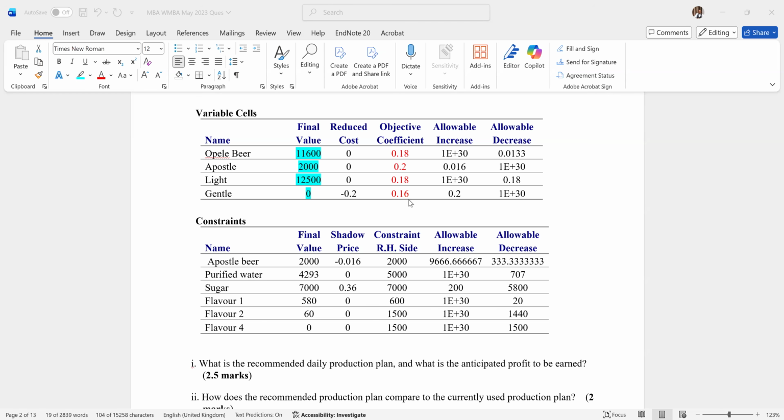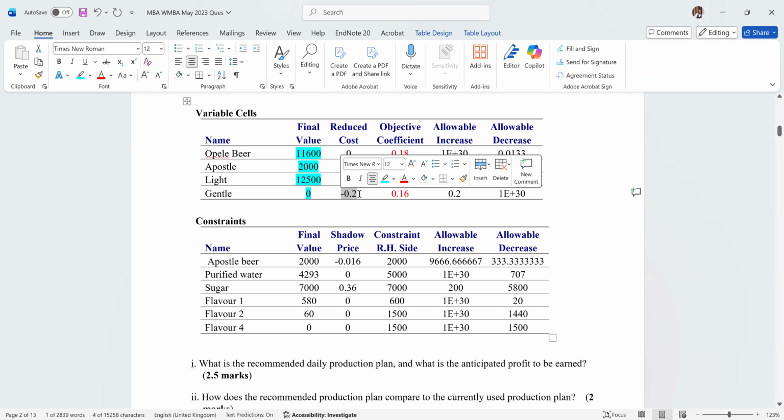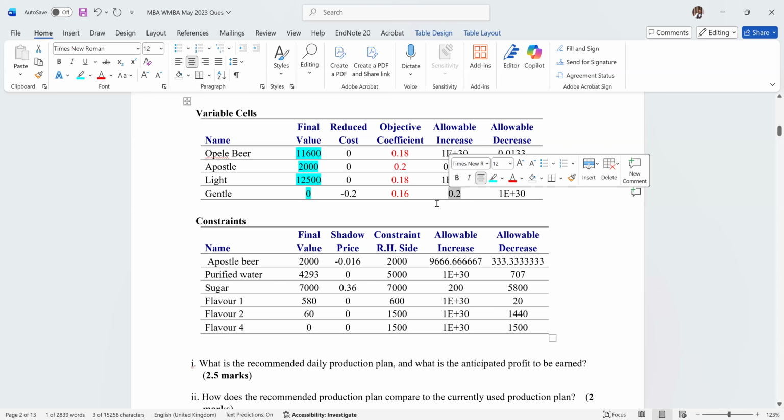So if this advice is not heeded, each bottle of gentle beer will result in a loss of profit of $0.2, which is what you saw in the allowable units, and you can see that in the shadow price. So don't force to produce gentle beer, else you incur a loss of profit. But if you want me to produce gentle beer, because right now I don't want to produce it, then you have to increase the per unit profit by 0.2. That would be good for me.